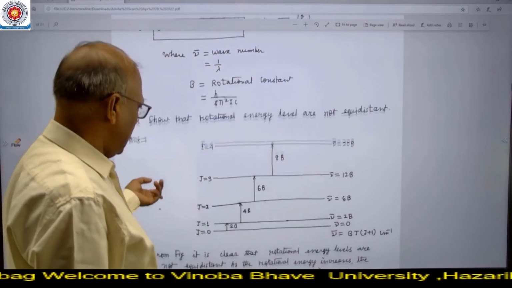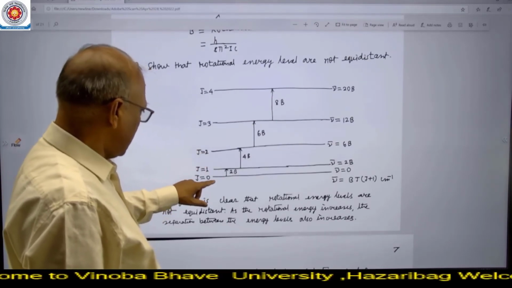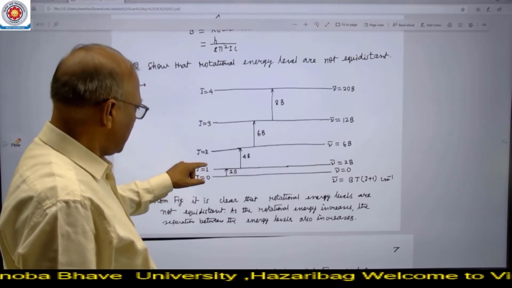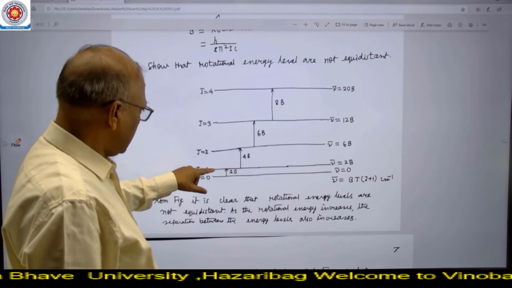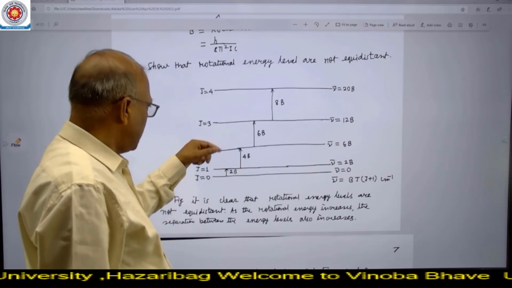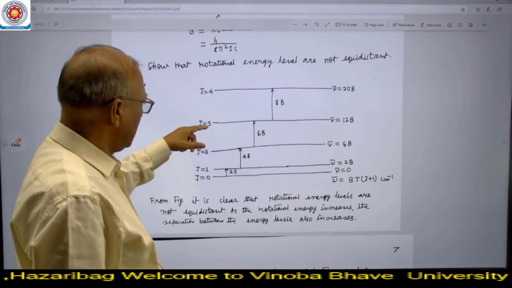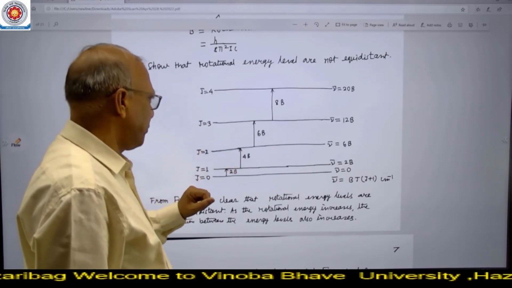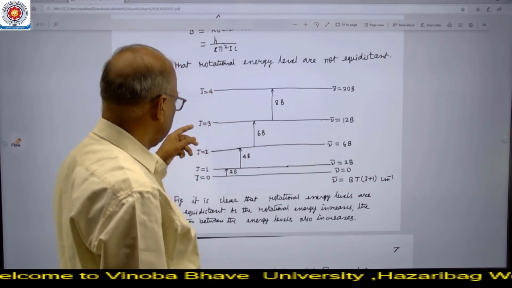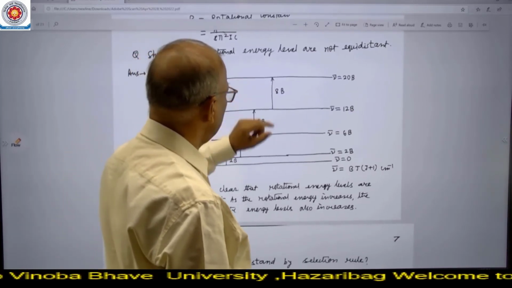Now here we see that the distance between the first rotational energy level and the second rotational energy level is 2B, but the distance between the second rotational energy level and the third is 4B. Similarly, the distance between the third and fourth rotational energy levels is 6B. Similarly, for the fourth and fifth rotational energy levels, the distance is 8B.